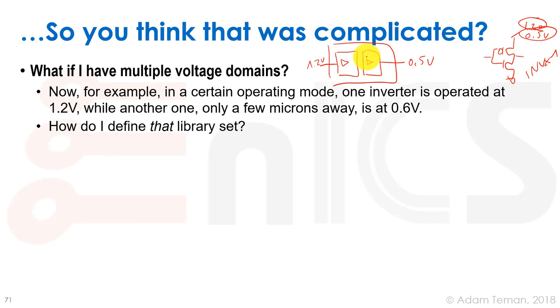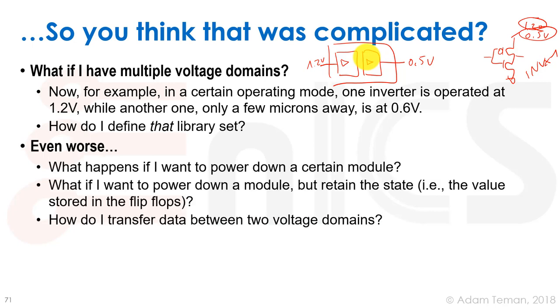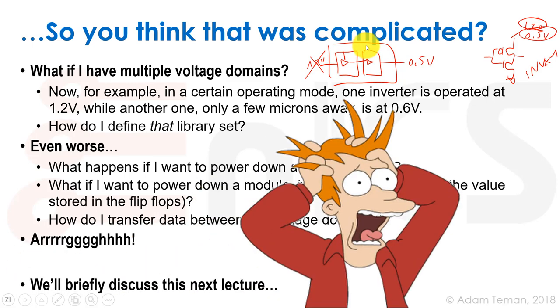Well, that's really complicated. What happens even worse? What if we want to power down a module? Let's say we want to go and say, aha, in this mode, there is no voltage here, right? This is all cut off. What do we do? And what happens if this is driving this when we don't have any voltage going into there? How can we do that? We'll have to retain the state so we actually drive these things and so forth. And if we want to power it up and continue from the place we were before, this stuff gets really complex. How do we even talk between this 1.2 volt domain and the 0.5 volt domain or opposite? Okay, and all I can say is arg.